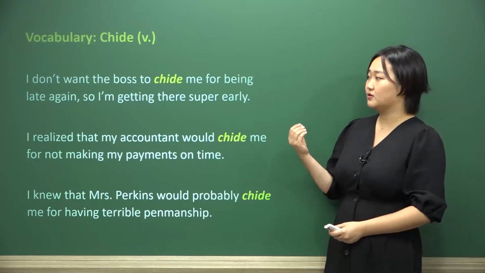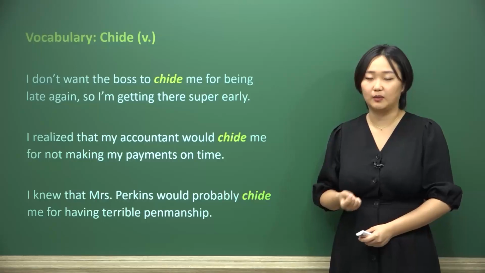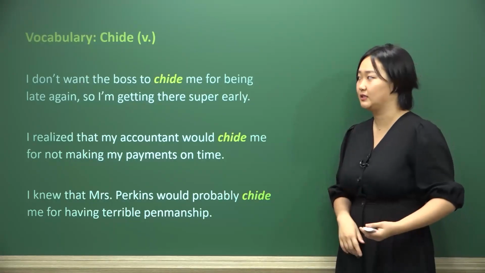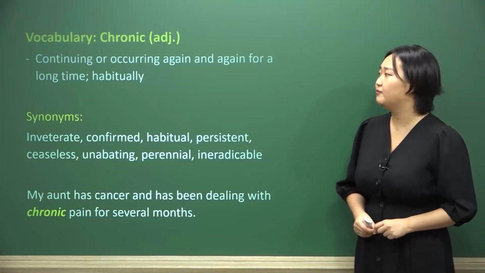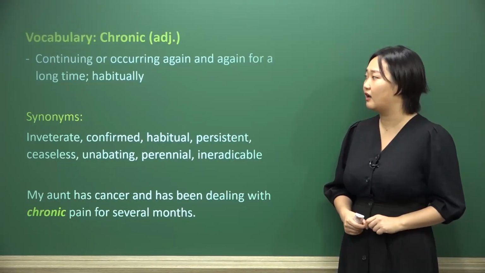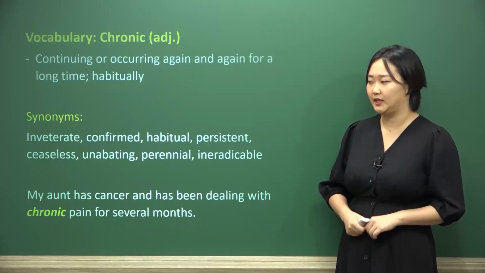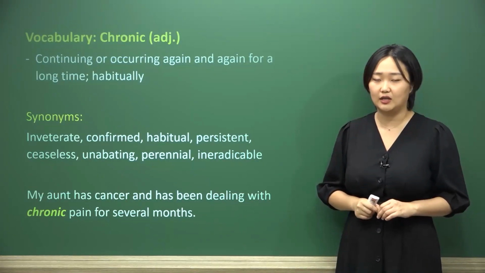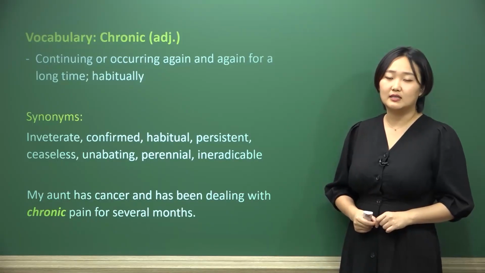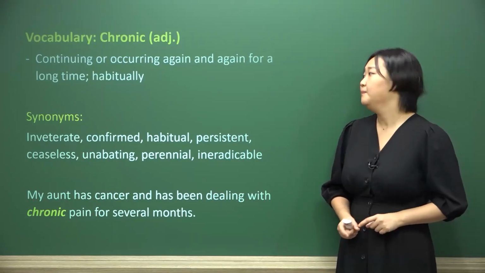I would also say that the word lecture is a really good way to replace the word chide if you want to use something different. Then we have the word chronic. This is an adjective meaning continuing or occurring again and again for a long time or habitually. I would say too, as we're looking at this word, the word chronic is not necessarily a positive word. I would also say that this is a very negative word instead.